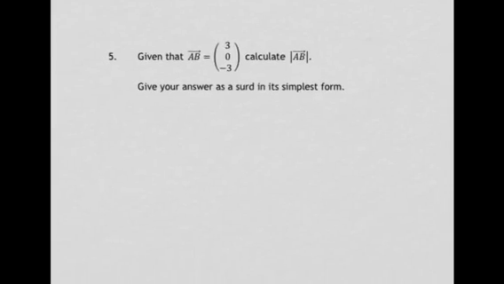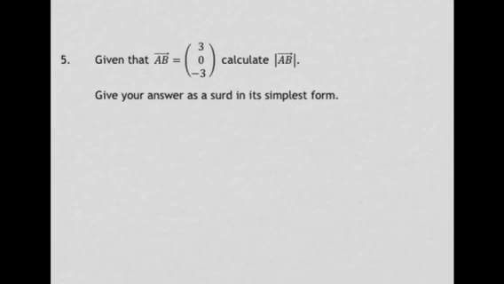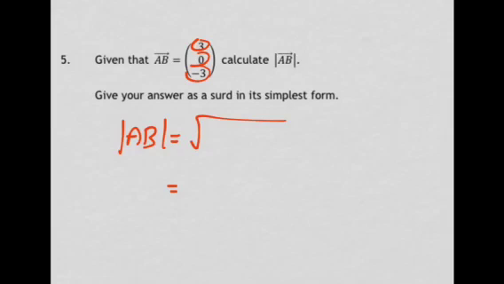Now question 5, there's 2 vectors. Calculate the length of A to B. Well, the length of A to B, that should just be a Pythagoras question. We know how to do that. We square, square, square, add up and square root. Remember, it will be a surd, so we need to split that up into 2 square roots for the bottom.